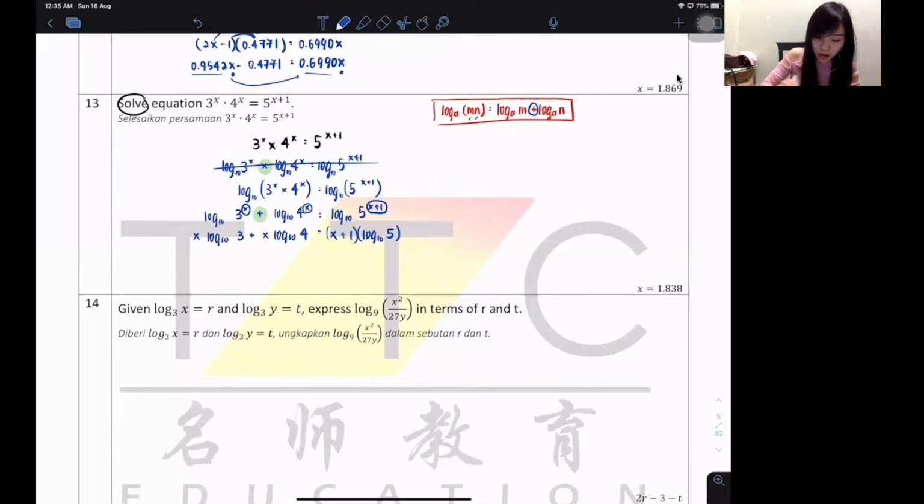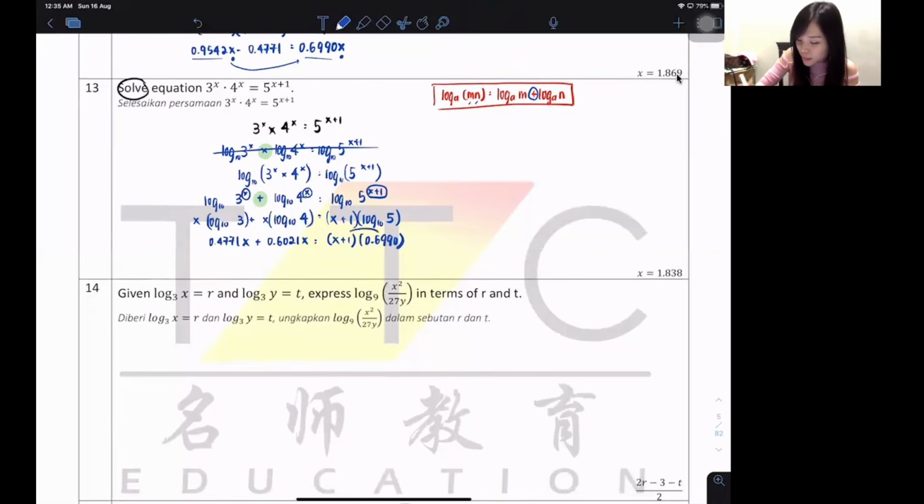So let's press the calculator. Log 3, 0.4771 times x, plus log 4, 0.6021x. This one, log 5, 0.6990 times x, 0.6990x. 0.6990 times 1, 0.6990. This one x, this one x, this one x, all of them, let's combine them together. I'll move it to the left: 0.4771 plus 0.6021 minus 0.6990. Is it 0.3802x? And the right side is still 0.6990.